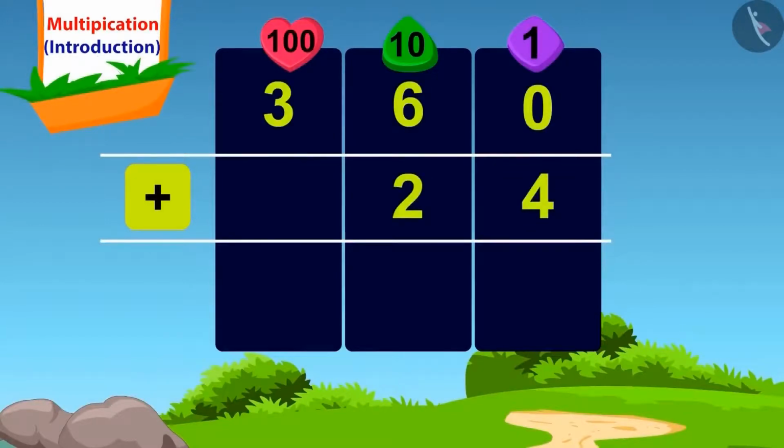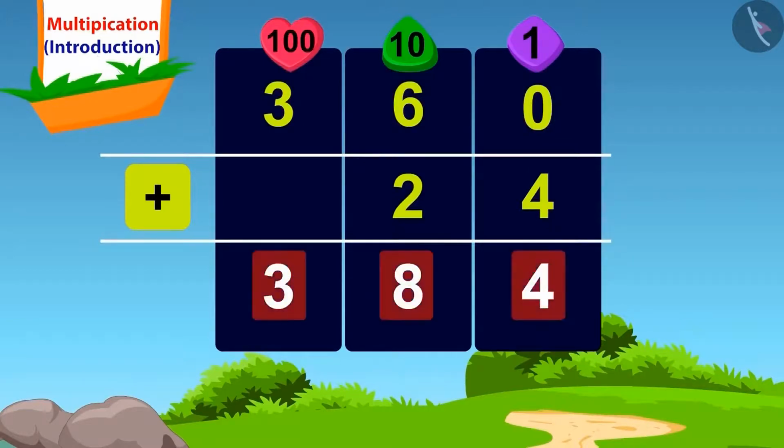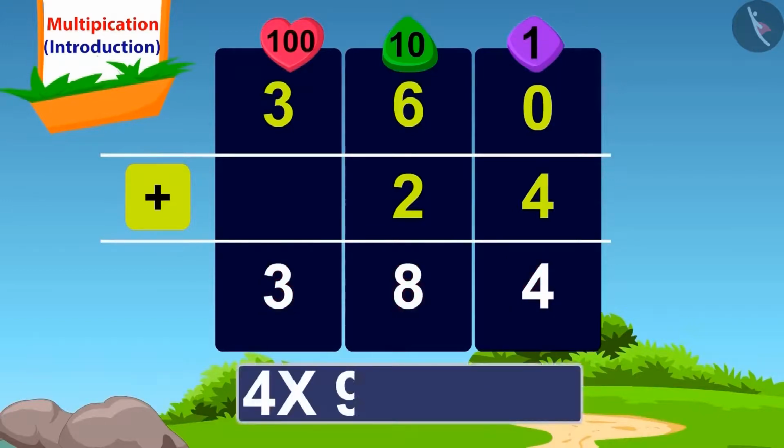Now it is very easy. If we add 24 to 360, what do we get? 384. Doing this, we got the answer to our question, 4 times 96, which is 384. A total of 384 ants will be required.